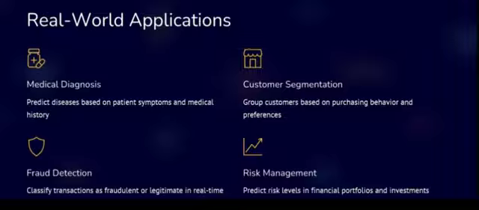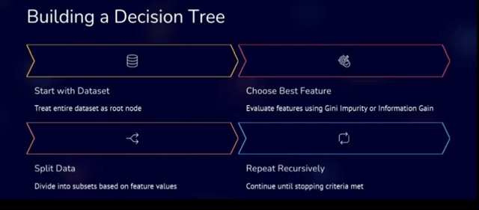In medical diagnosis, a decision tree is used to predict the disease based on the symptoms. In customer segmentation, it is used to group customers based on purchasing behavior. In fraud detection, a decision tree is used to classify transactions as fraudulent or legitimate. In risk management, it is used to predict the risk levels in financial portfolios and investments.